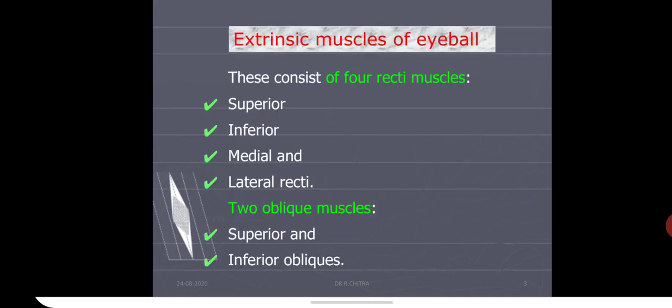The important muscles are the 4 recti muscles: superior rectus, inferior rectus, medial rectus, and lateral rectus. Rectus means straight. The 2 other muscles are the oblique muscles, superior and inferior oblique.